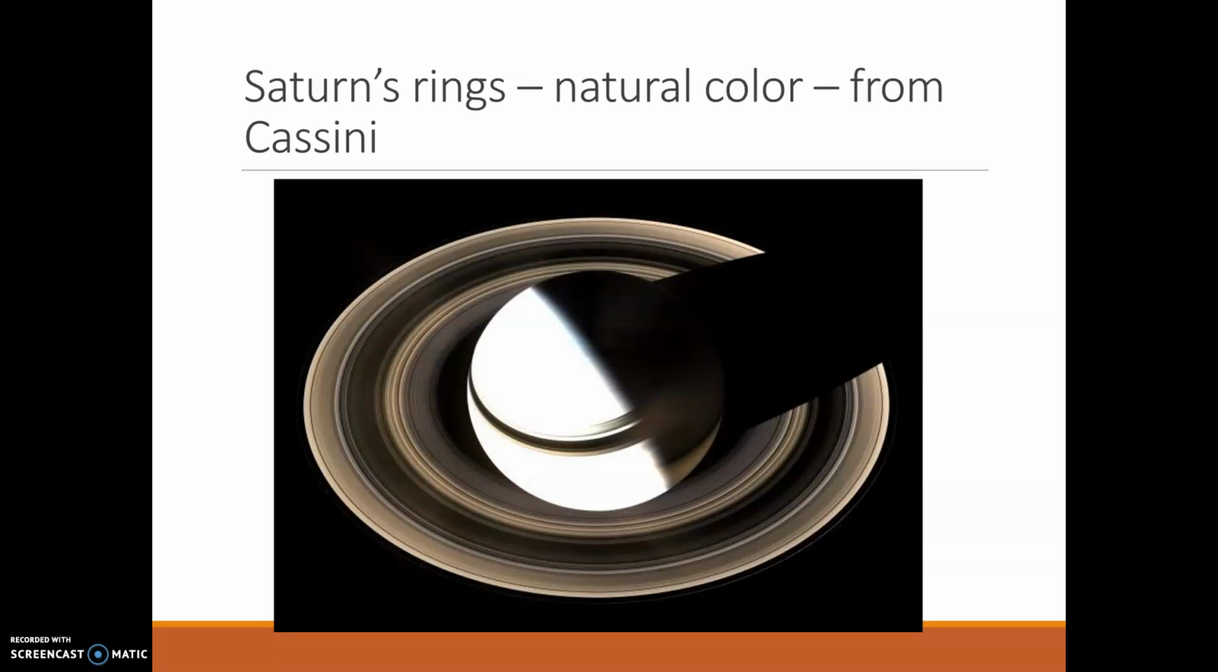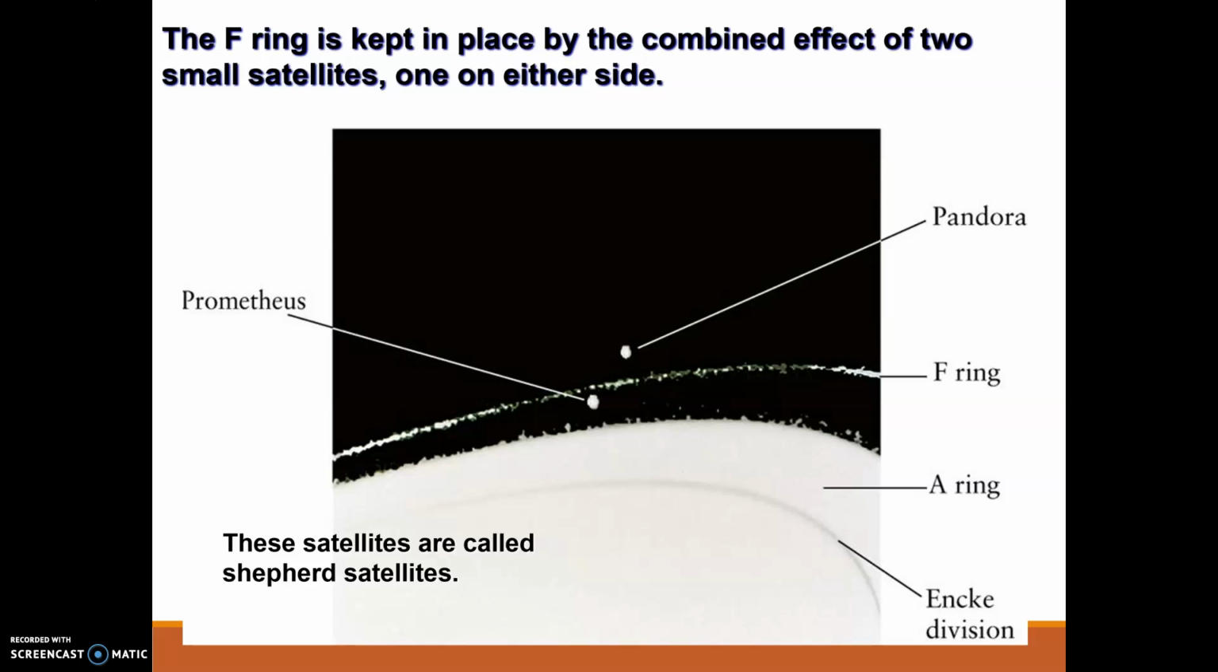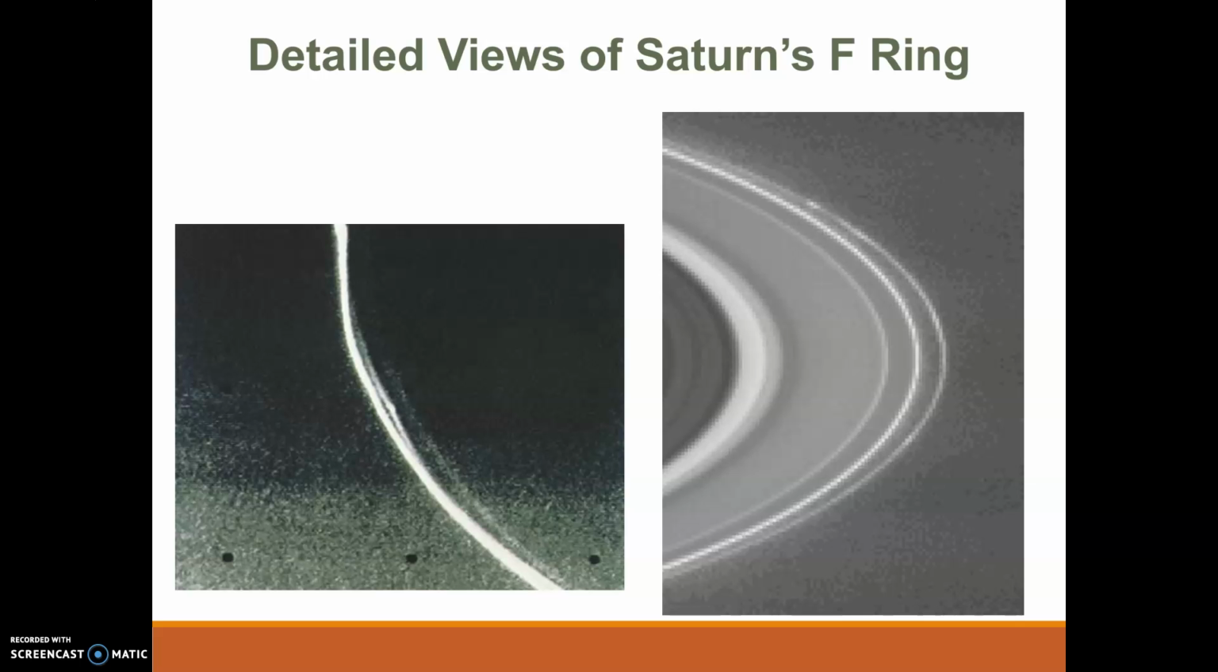So looking at some natural color here, we can see a little bit of all those thin different rings or ringlets along the outside here. Our F ring is actually kept in place by two small satellites or asteroid type things on either side of it. So if we see here, we have Pandora and Prometheus holding this F ring in place. These satellites are called our shepherd satellites too, because they're kind of holding something in place, keeping it where it's supposed to be. So let's take a little bit detailed look here at Saturn's F ring.